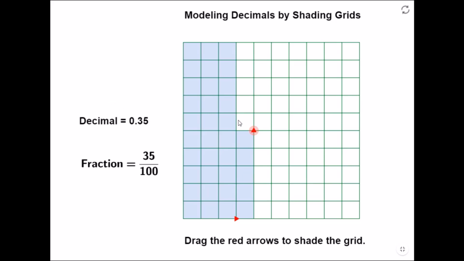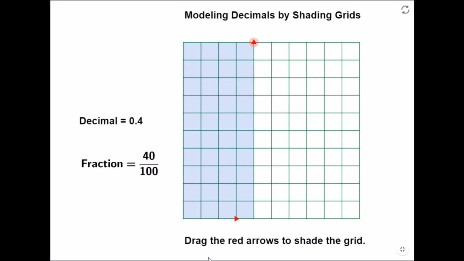As a decimal, it's 0.35. Now we're going to be adding 5 more until it's 40. Now 40 are shaded. 4 tens. 1, 2, 3, 4. Which means as a fraction, it's 40 out of 100. As a decimal, it's 0.4.